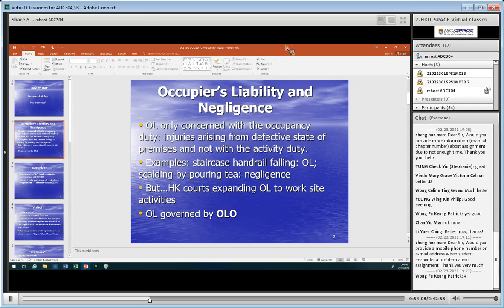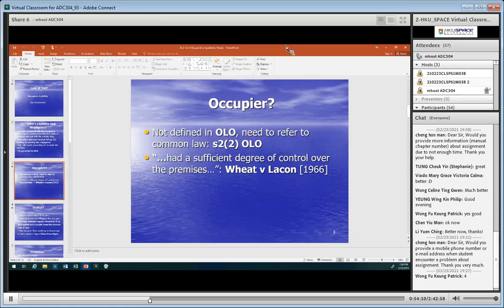Okay, so first of all, then, who is an occupier? Well, the legislation doesn't seem to be doing a very good job, does it? Because it doesn't even define who an occupier is. So in order to decide who an occupier is, you have to rely on case law or the common law. And that's what Section 2, Sub 2 of the OLO says.